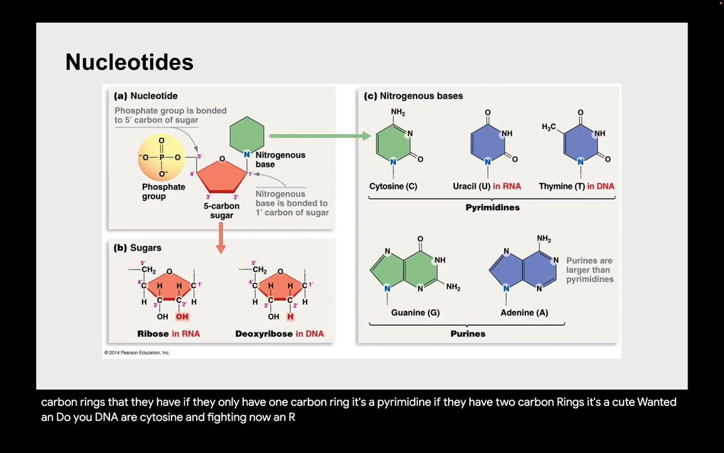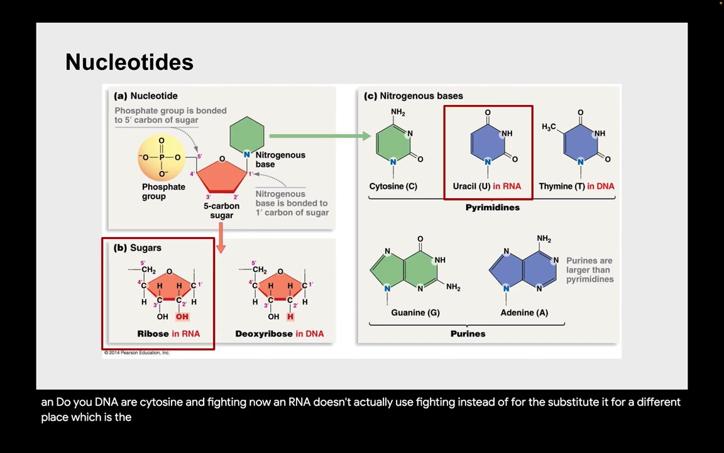Now RNA doesn't actually use thymine. Instead, it's going to substitute it for a different base, which is uracil. Right? So in RNA, we have 2 differences. We have uracil instead of thymine, and a ribose instead of a deoxyribose. So a good question I could ask on an exam would be something like, this molecule has a ribose in it. Is it RNA or DNA? Right, that'd be a fairly simple question.